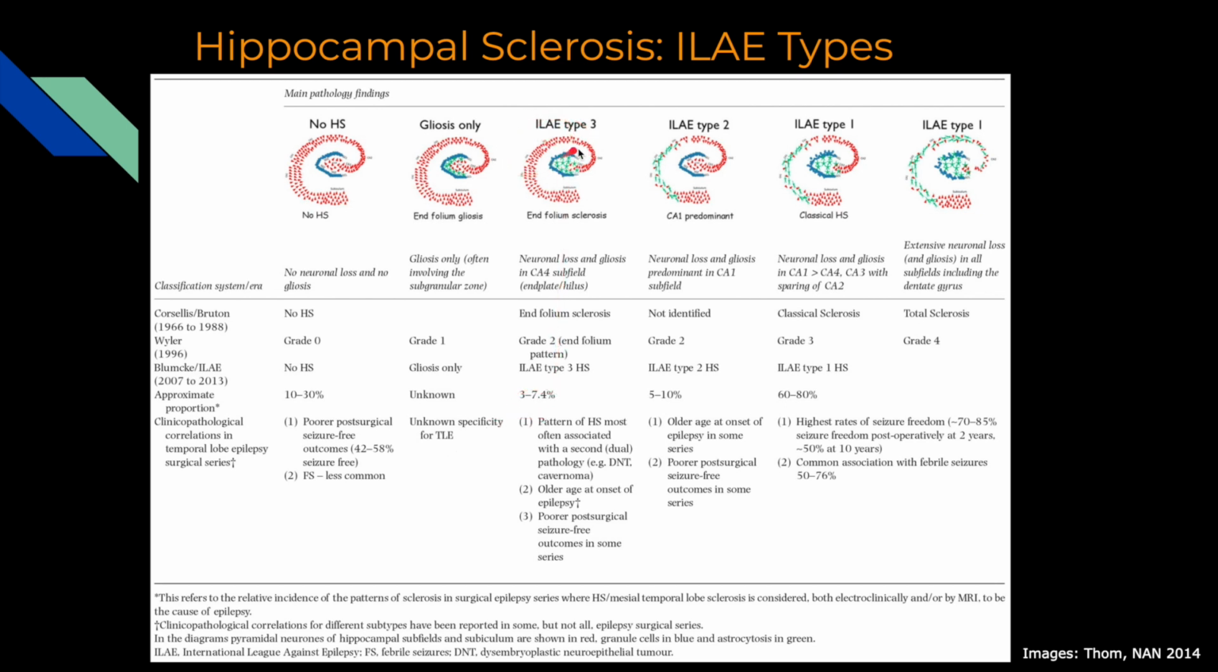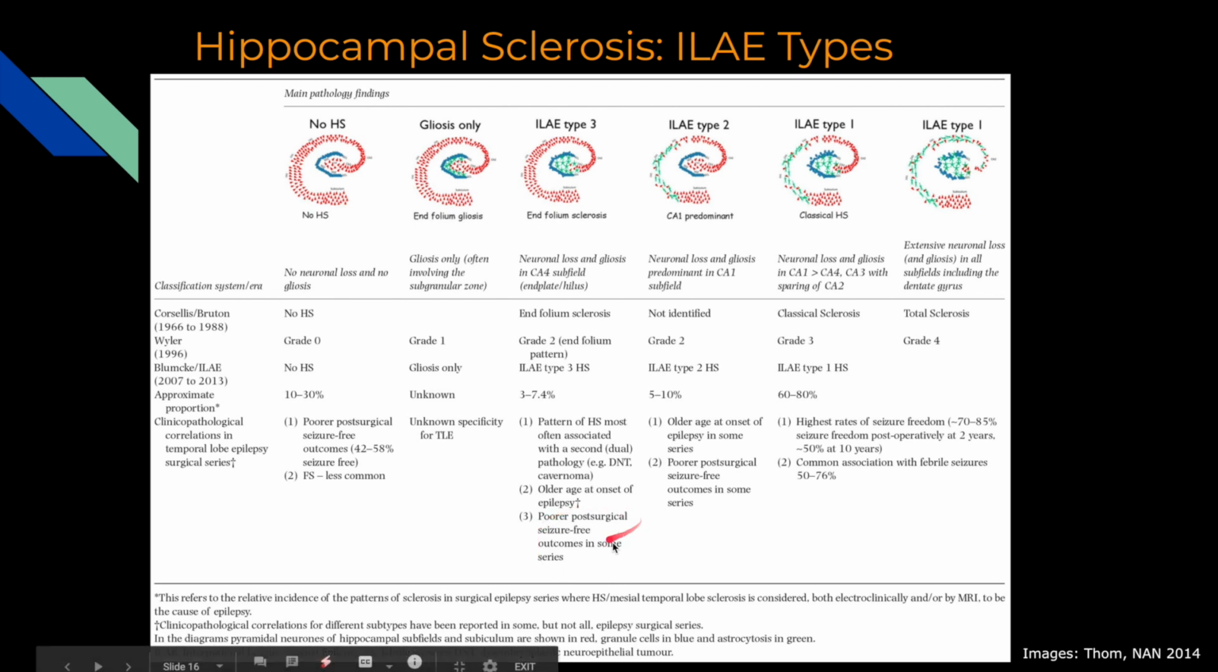Type 3, where you have CA4 loss only. Again, this is quite rare. I don't see these too often in my practice. And in end folium sclerosis, you have neuronal loss and gliosis really confined to CA4. And again, this is often seen when there's another lesion like a DNET or cavernoma, which is a kind of vascular lesion. And that's probably why we don't see them that much, because when patients have these other tumors, if we can identify them on radiology, the surgery is really focused on resecting these other lesions.